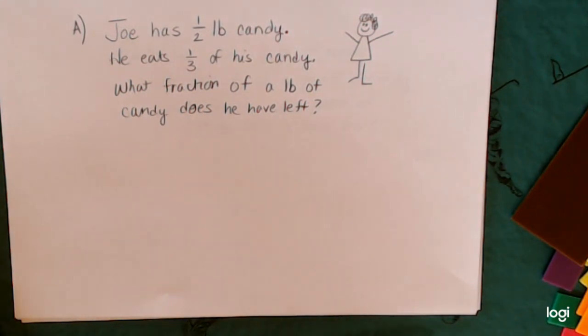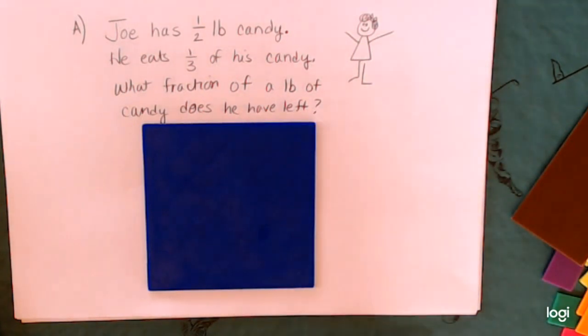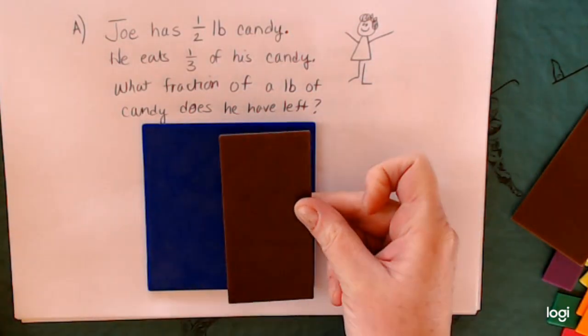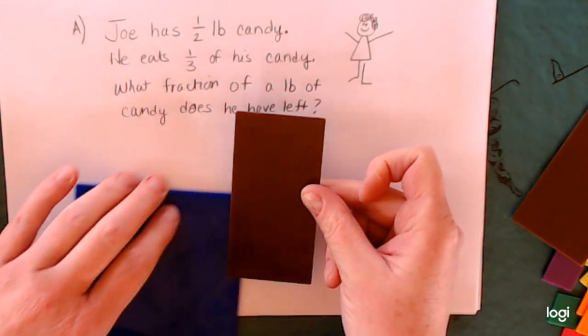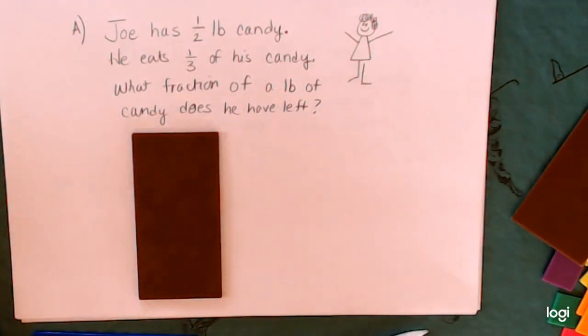Joe has half of a pound of candy. So first I want to make sure you're clear about what a whole pound of candy looks like. So that is one whole pound of candy there. That big, huge square represents 1 pound of candy. But Joe only has half of that, so he only has a half a pound. So he has this much candy. This is Joe's candy right here. Joe has a half a pound of candy.